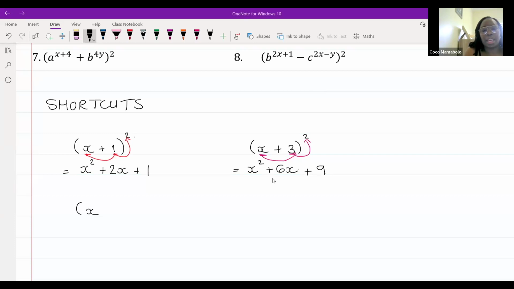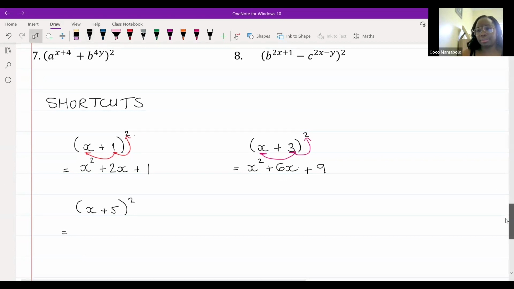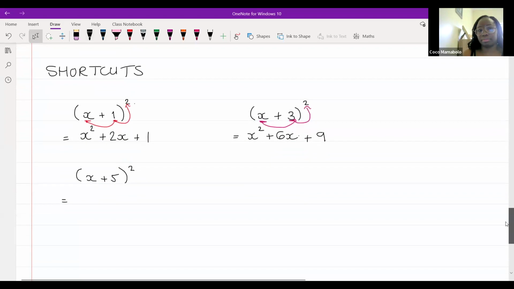Okay, if I say I've got x plus 5 all squared, I'm going to give you guys 30 seconds to write it out the way that I have, and then I'll show you what the answer needs to look like. All right. Shortcuts, the first one is for double brackets. This is the first shortcut we're learning, double brackets.